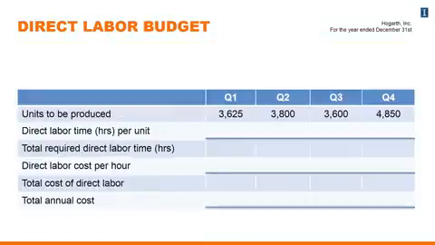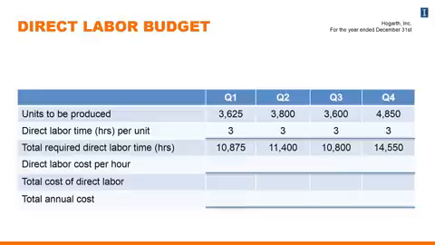The direct labor budget also starts with the number of units to be produced. Again, in quarter 1, we want 3,625 units to produce, 3,800 in quarter 2, etc., etc. We know from our production plan that it takes 3 hours of direct labor time to create each of those units that we need to produce. So in quarter 1, each unit takes 3 hours, times 3,625 of those units means that we'll require 10,875 direct labor hours. The same calculations can be applied for quarter 2, quarter 3, and quarter 4.